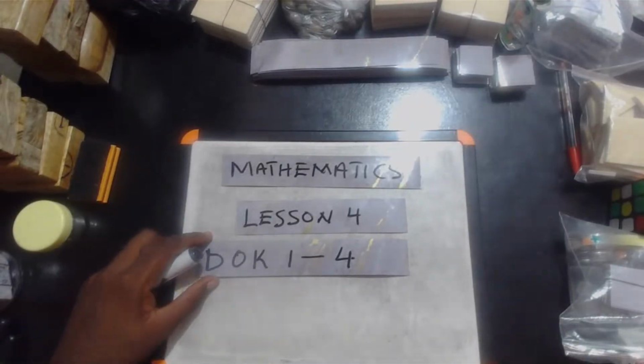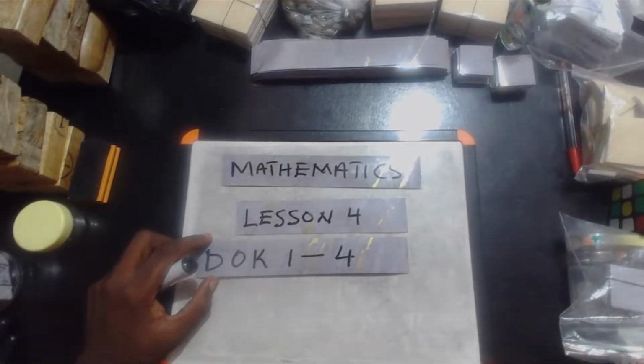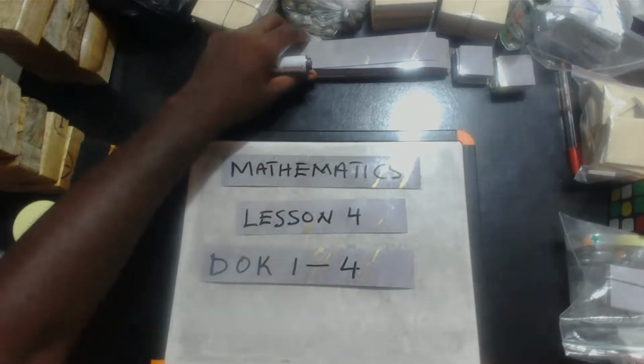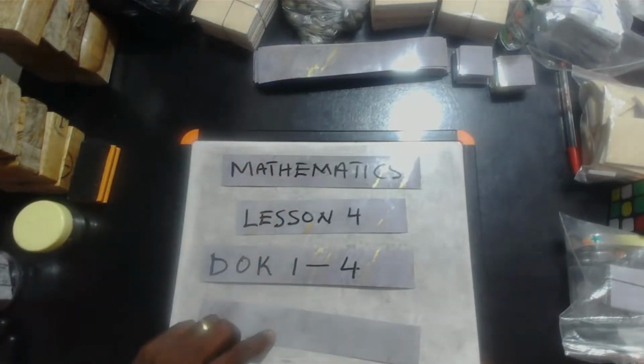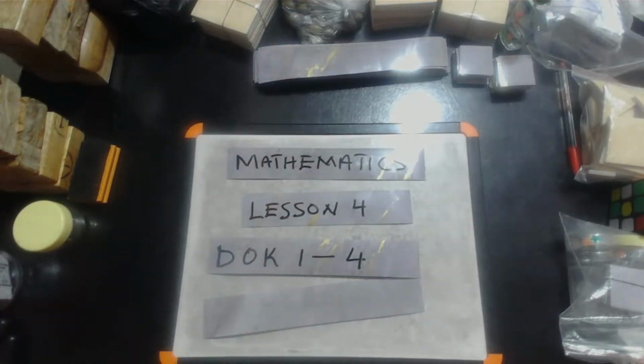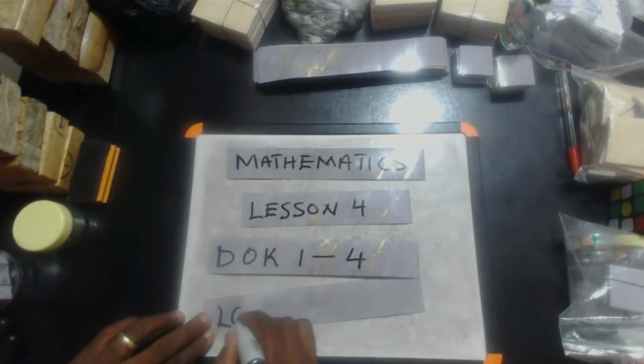So, as you already know, the strand is numbers for everyday life, and the substrand is real number and numeration systems. So we start with level 1.